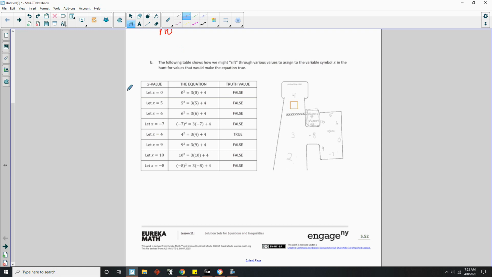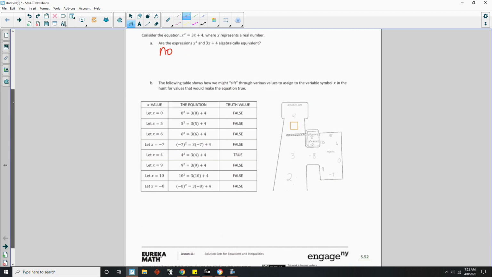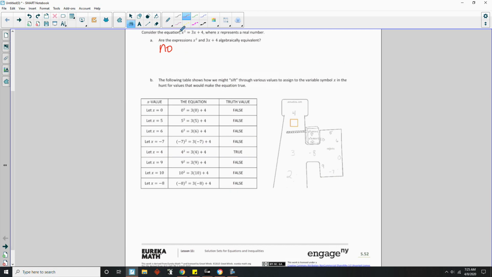So if we have that equation, let me keep that up here. It's x squared equals 3x plus 4. So we're using this equation right here. Let me highlight that. So we're using this. Okay. So now it says let x equal 0. Well, if I plug 0 into that, I'd get 0 equals 0 plus 4, which is 4. That is false. And we're just picking random values here.